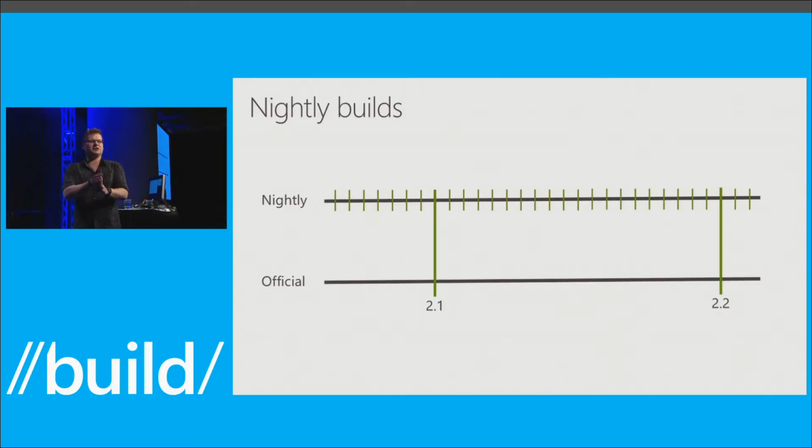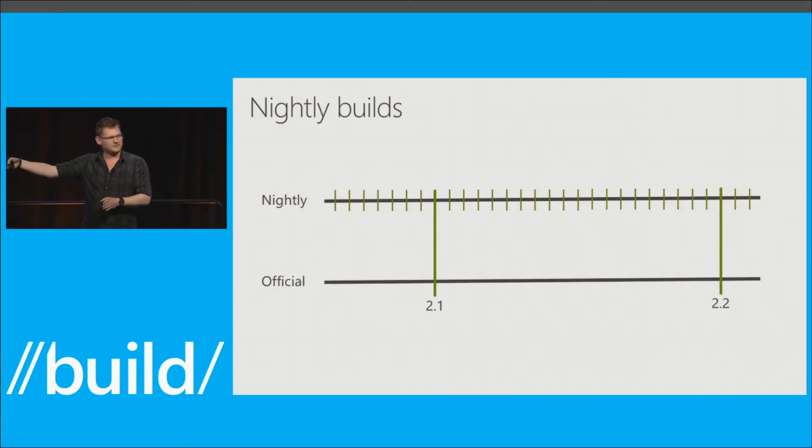This is a manual step. You have to say, I want the nightly builds. Then every once in a while, every month and a half or so, we're going to release the next major release of Web Essentials. And that's when the web team in Microsoft, we're going to actually test it. We're going to test the official releases.